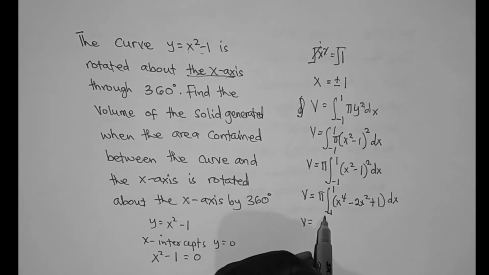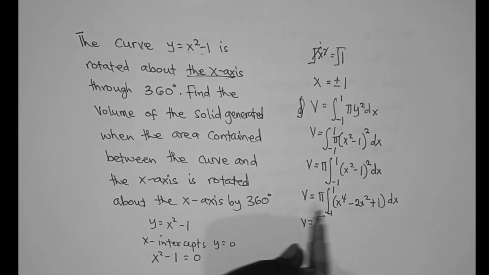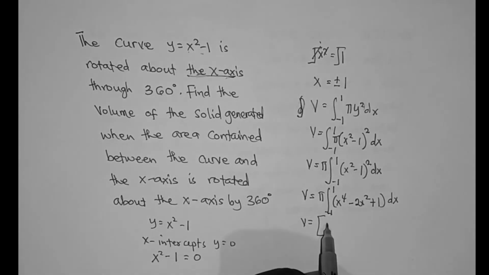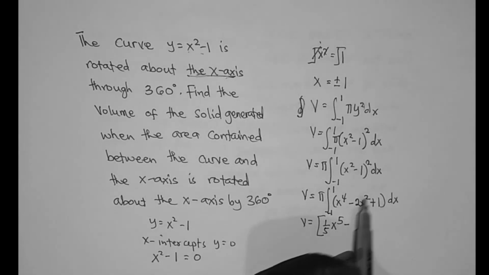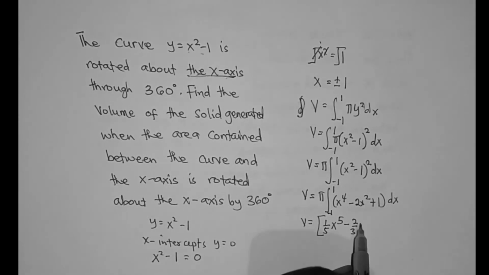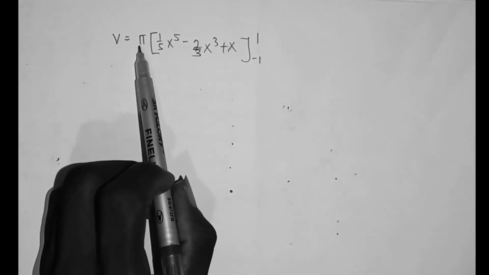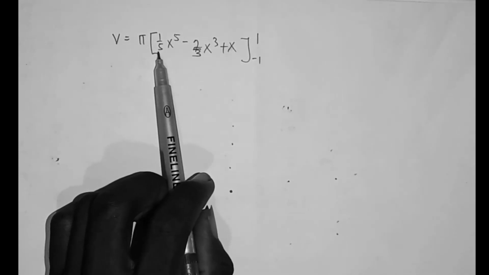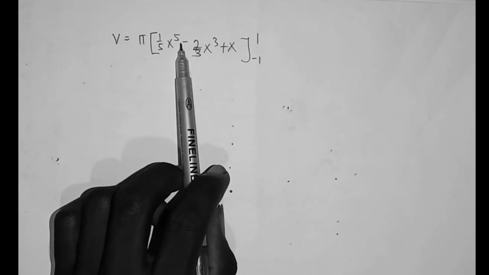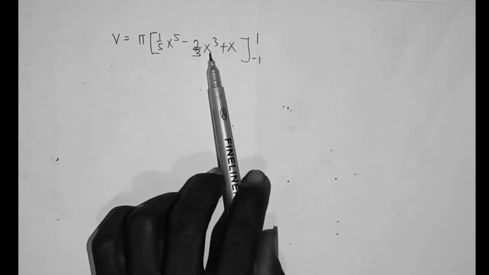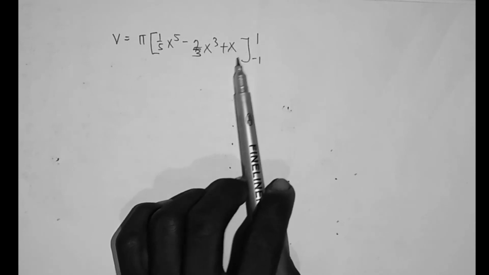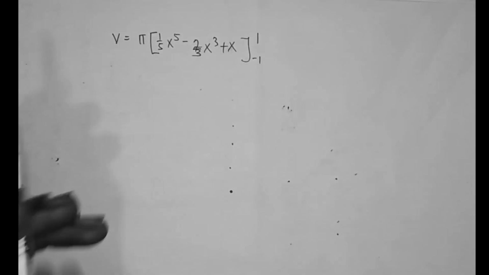So V is equal to, let's do the integral. If you add 1 to 4, you get 5. So it becomes 1 over 5 x exponent 5 minus, if you add 1 to 2, you get 3, so minus 2 over 3 x exponent 3, then plus x. All of that evaluated at minus 1 and 1. So the volume is equal to pi times into bracket 1 over 5 x exponent 5 minus 2 over 3 x exponent 3 plus x, all being evaluated at minus 1 to 1.